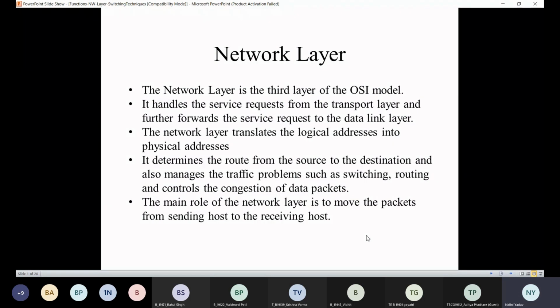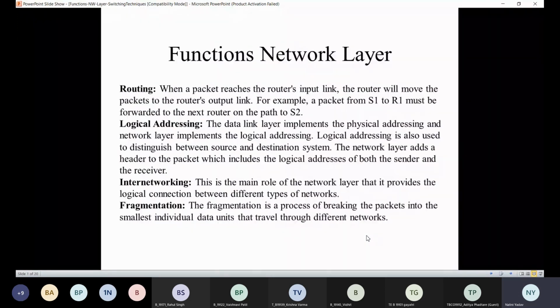and vice versa. It also determines the route from the source to the destination, and in case of traffic, it manages the traffic problem and congestion, and accordingly finds the routes for the packet. Fine. So the most important role of the network layer is to move the packets from the sending host to the receiving host. So routing is the main functionality of the network layer. Let us see the functionalities of the network layer.